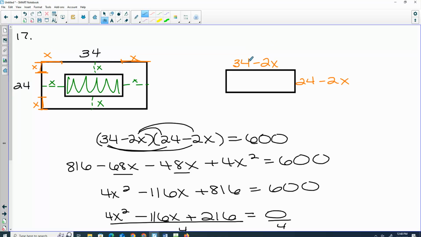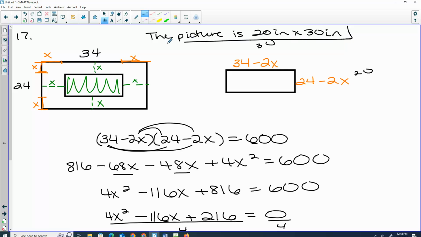So then to get the picture, you plug your 2 into these equations. So 34 minus 4 will be 30. 24 minus 4 is 20, and we always answer in a sentence. So the picture is 20 inches by 30 inches.